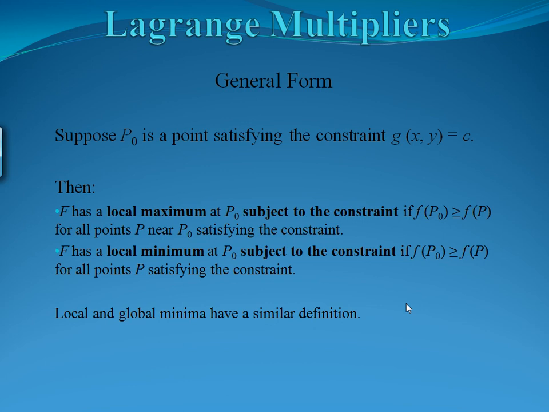So suppose P0 is a point satisfying the constraint, something that keeps us within our budget or whatever our constraint is. Then our function will have a local maximum at this point subject to the constraint if the y values are greater than all other y values for points near P0 satisfying this constraint. And our function will have a local minimum subject to the constraint if the y values of the function there are less than all other y values of points P satisfying this constraint. So our local and global minimum have similar definitions to the ones we looked at in the last chapter.